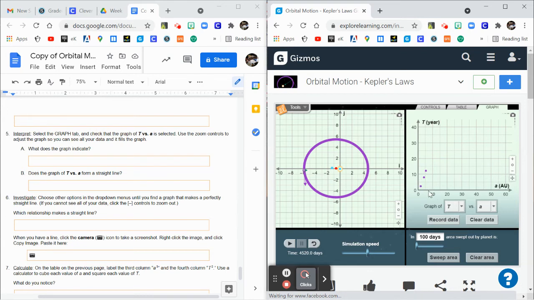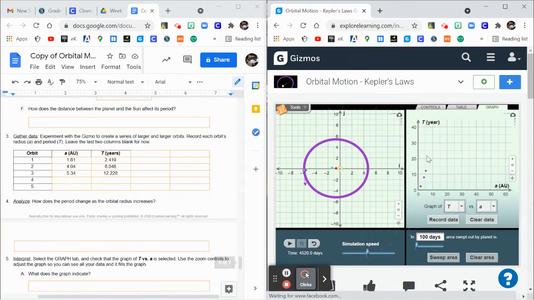What does the graph indicate? Well, that's an interesting question. As one of them increases, does the other one increase? Are they directly proportional, or are they inversely proportional, which means that as one of them increases, the other one decreases? Does the graph of t versus a form a straight line? Well, when you have your 5 points, you can let me know.